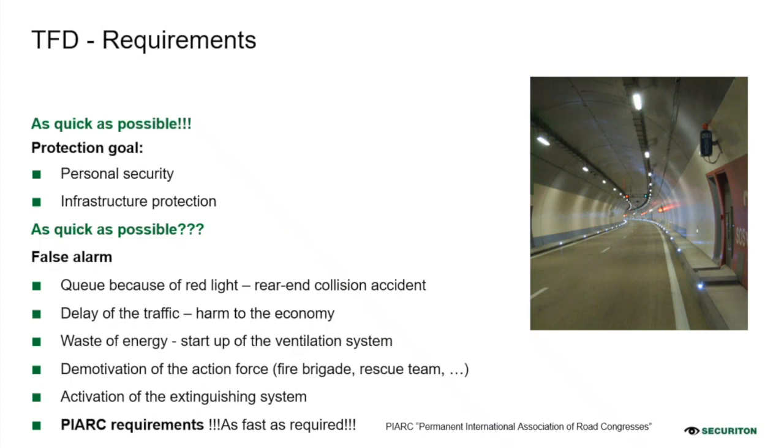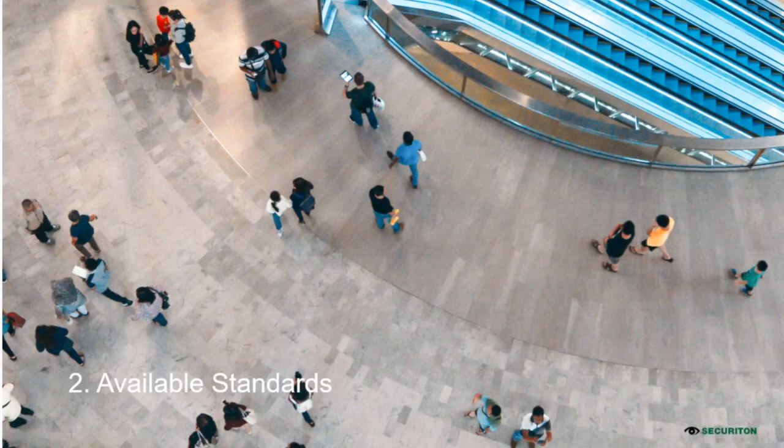PIARC, the Permanent International Association of Road Congress, says as fast as required. So we have to be fast in the road tunnel. We know that every second can save people's lives, and for that it's important that we detect fast, but without false alarms. Talking about false alarms, usually in a normal tunnel the operator may accept 1 to 2 false alarms per year. This is maybe what many operators will tolerate, but not more than that.